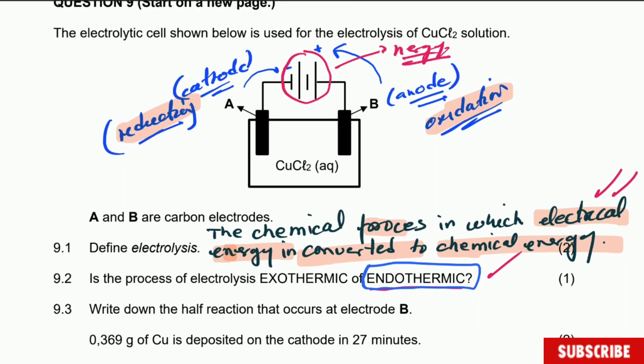Write down the half reaction that occurs at B. Now B is the anode, so oxidation, and now we are working with copper chloride. In other words, we are breaking copper chloride here. Let me show you something in terms of copper chloride. This copper chloride is copper(II) chloride, because of the 2 there you can see it's copper(II). So it's CuCl2. This one is going to be broken into Cu2+ and Cl-, and we'll have 2 of that there.